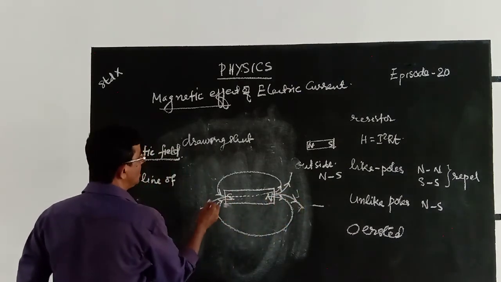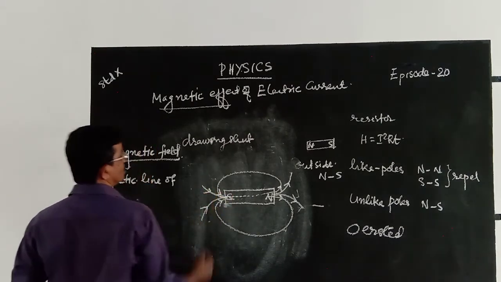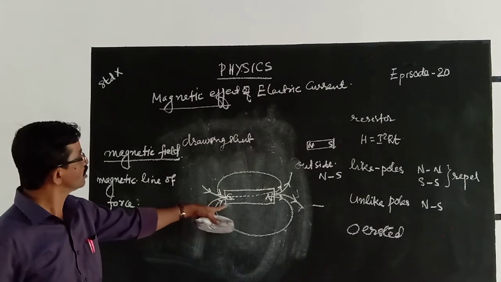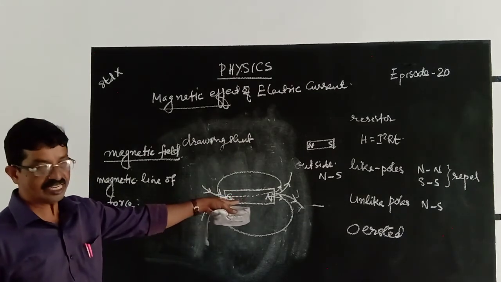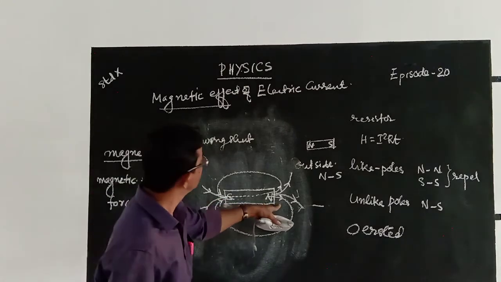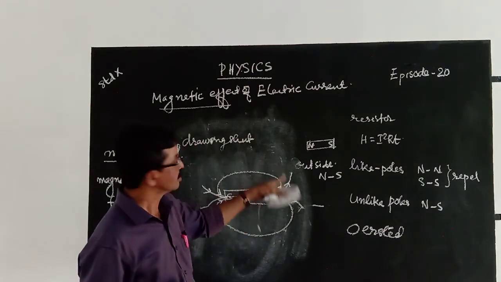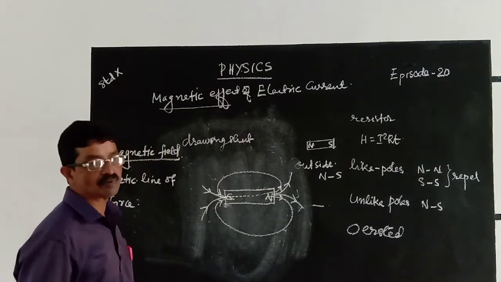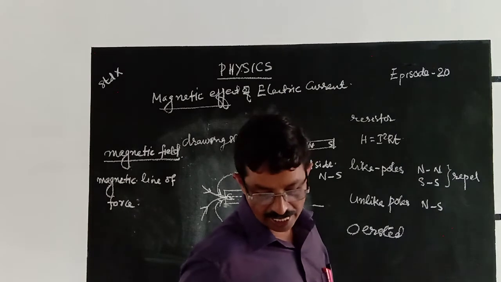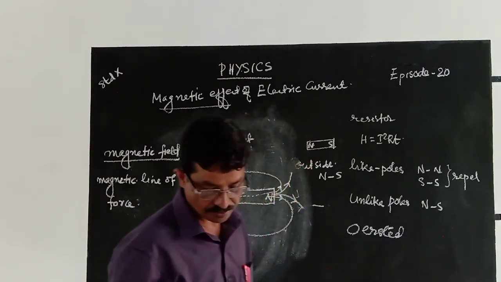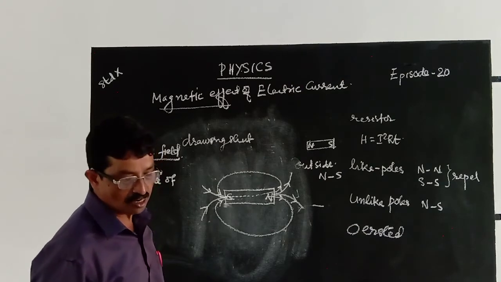See the difference. The arrow mark at south is going into the magnet, but here at the north it is coming out. In this manner, you can represent magnetic lines of force around a magnet.